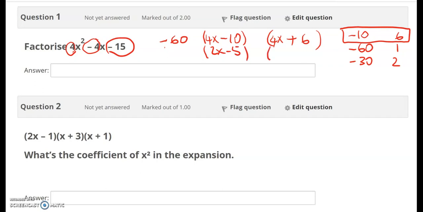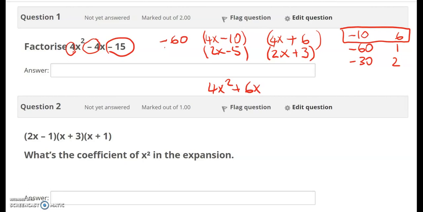And here I can do the same. Imagining putting 2 in front, we could have 2x plus 3. Now we've come to a point where 2x times 2x will give us 4x squared. So this is the point that this should work. Let's expand this. 2x times 2x gives us 4x squared. 2x times 3 is going to give us plus 6x.